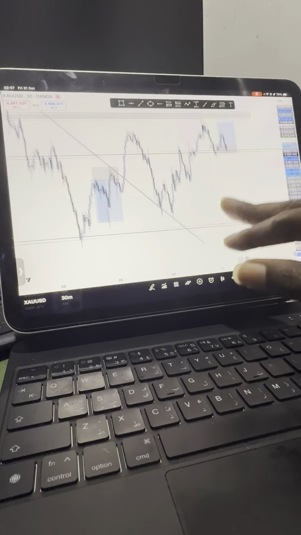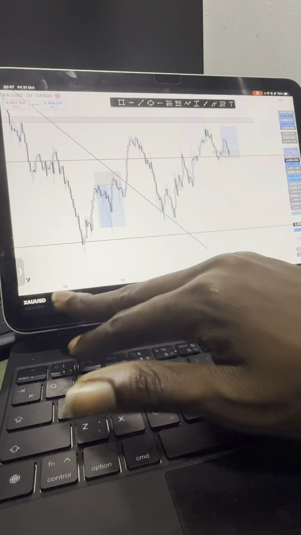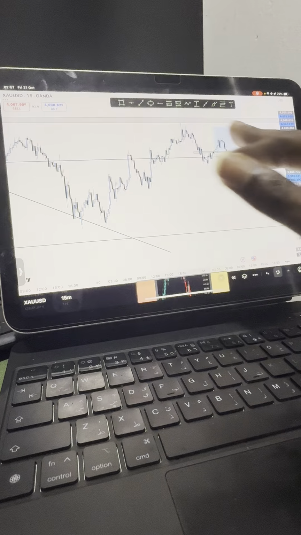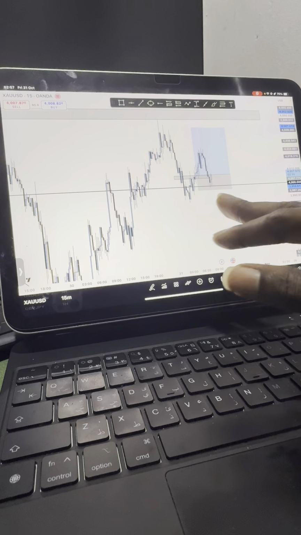I want to see, maybe I have something like that here on my chart right now. Let's see, maybe I have something like that here. Okay.